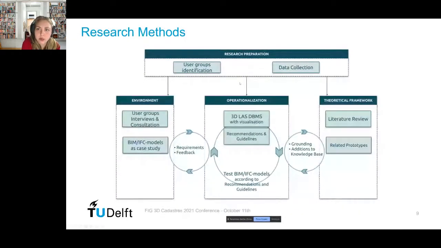So what are the methods of this research? Well, first of all, we contacted some user groups and collected data from the real world, and they were used as the input for a 3D land administration system, which is the core of this research. But what is also important are recommendations and guidelines on how to construct or design a BIM IFC model so that it can be used in a 3D land administration system. And for this, input is used from the environment as well as from the literature. So we consulted the user groups, but we also consulted previous reviews and related prototypes.